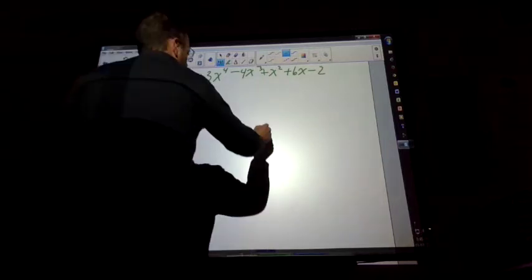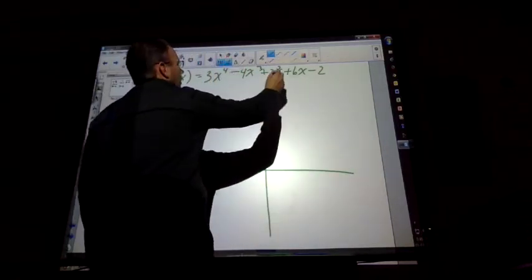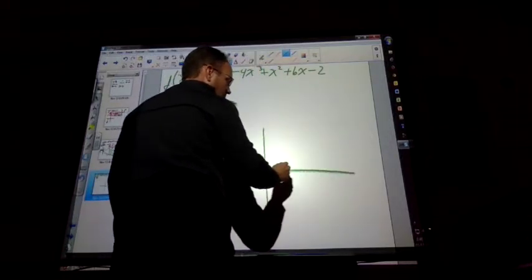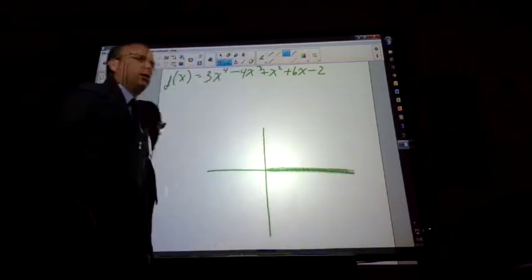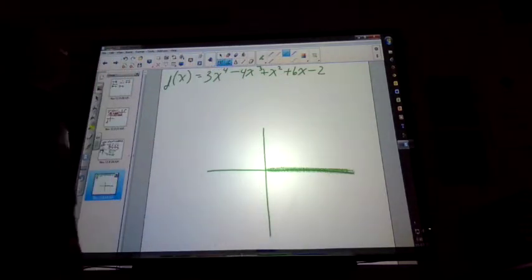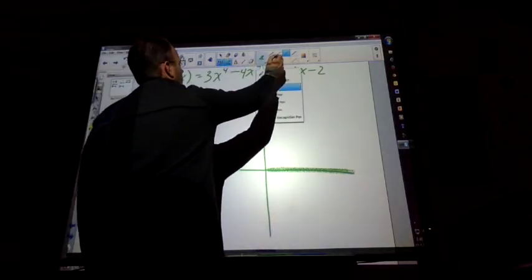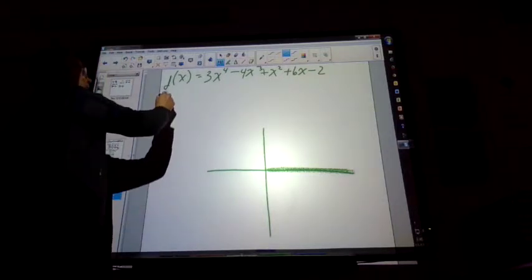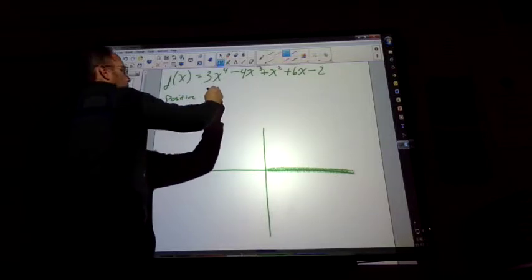So right now in the green, I'm going to look to see out here how many possible solutions, meaning where it would cross. Okay? So what this math is doing is this. I want to look for the positive real zeros.